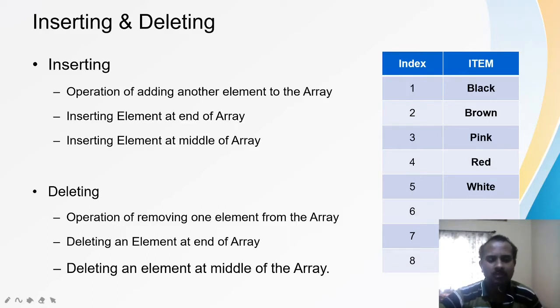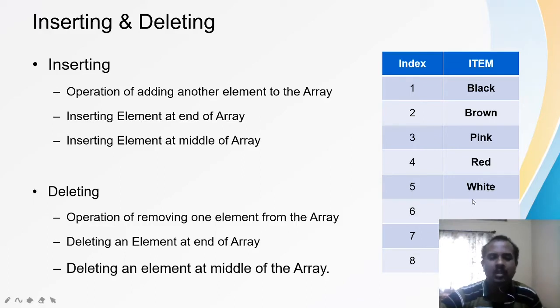So let us come to inserting the element at the end of the array. That means I am inserting the element at the 6th position. That can be easily inserted, right? How can it be inserted? LA of K, where K represents the position, is equal to item. If I want to insert purple, then LA of K is equal to purple, or LA of 6 is equal to purple.